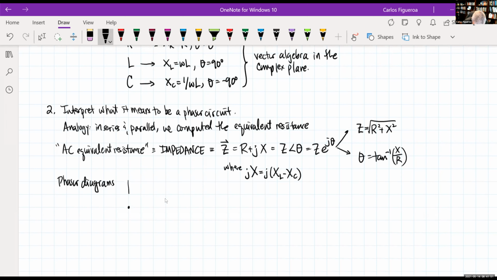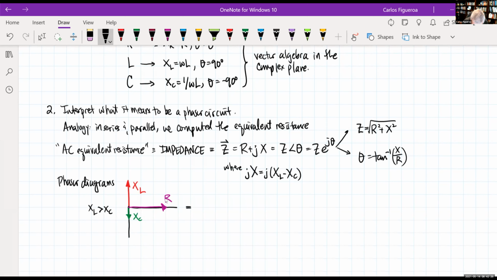You could imagine a scenario that looks like this. I have a vector that's two squares here, so this is XL. And I have a vector that looks like this, XC. And let's say that I have a resistance that looks like this. You can see that in this situation, XL is greater than XC.